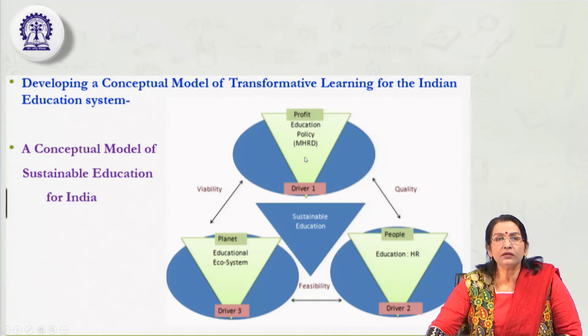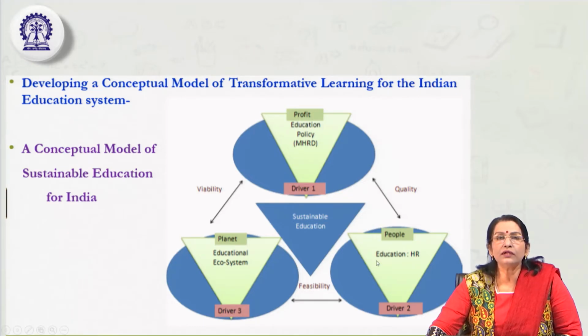The central government decides the education policy, the finance and the budget allocation. So our driver 1 is the Ministry of Education, earlier the Ministry of HRD. Education policy and all related budget allocation is driver 1.